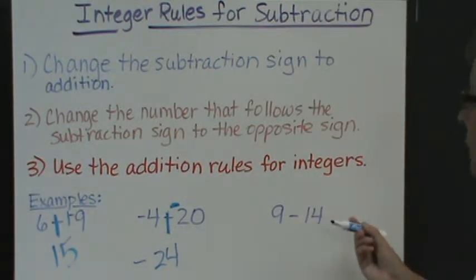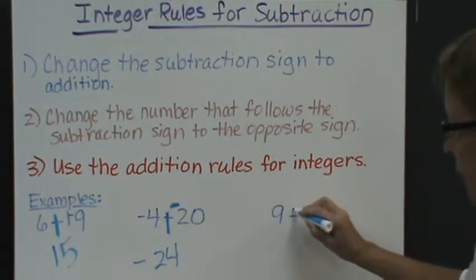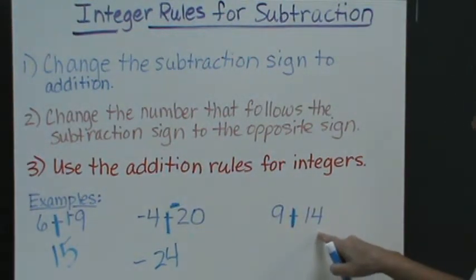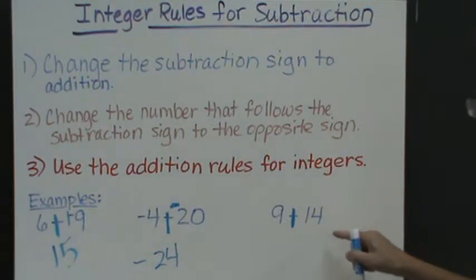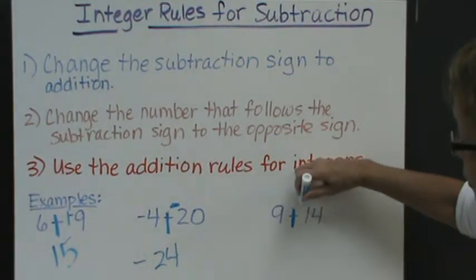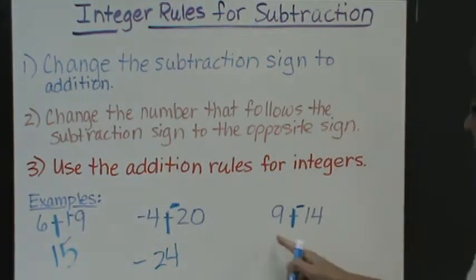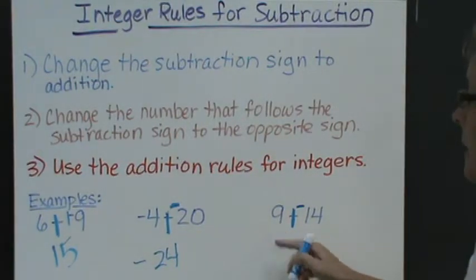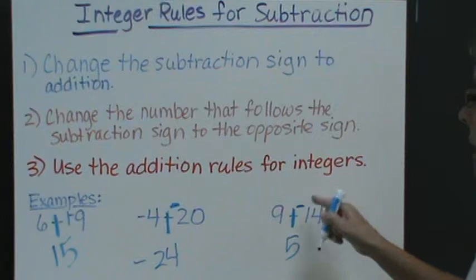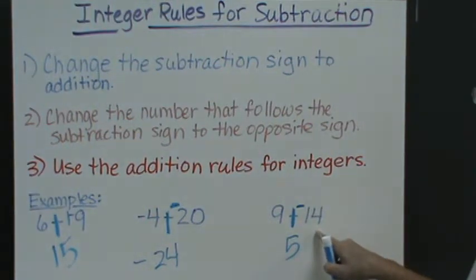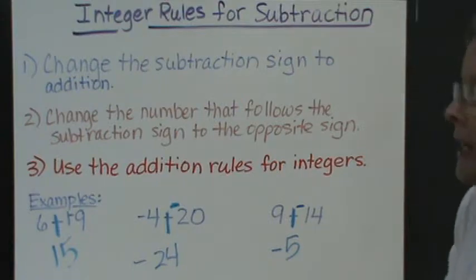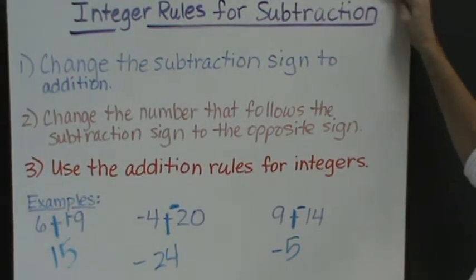Okay, let's look at the last example before you try some on your own. I've got 9 minus 14. Again, change the subtraction sign to addition. Does this number have a negative in front of it? No, so that means it was a positive and I have to change it to a negative. Okay, my signs are different, so I'm going to subtract. 14 minus 9 is 5, and since this one appears larger, it is further from 0, it's going to be a negative 5. Now you're going to try some on your own.